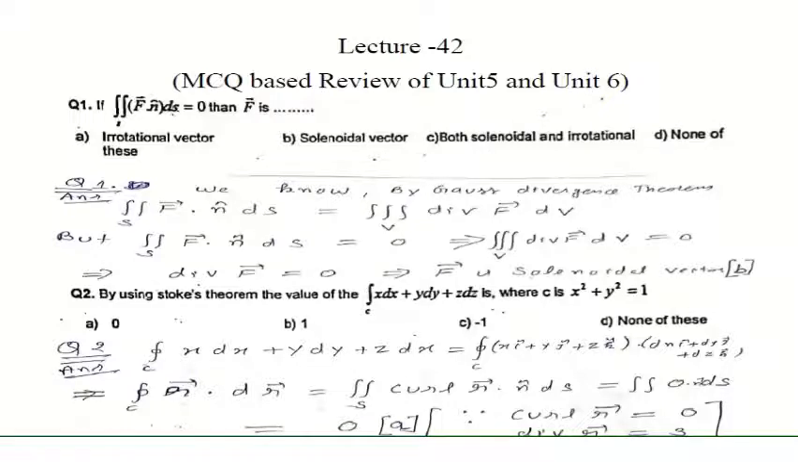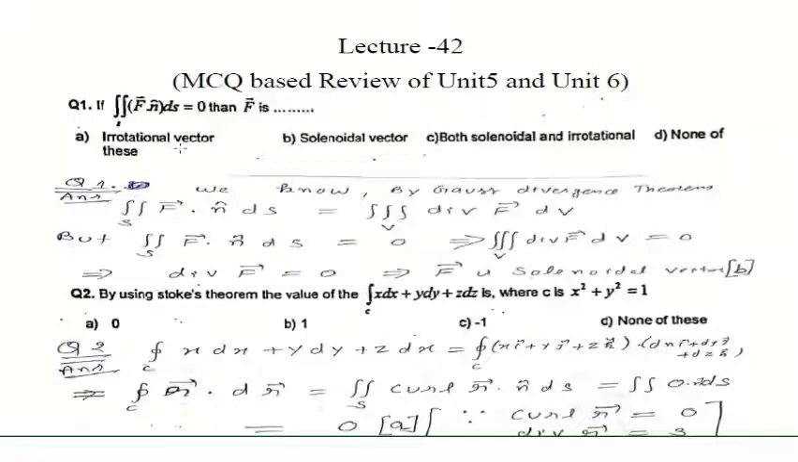Whenever you have a surface integral, we know that a surface integral has a relationship with the volume integral by using the Gauss divergence theorem. And a solenoidal vector field and an irrotational vector field can be tested with the help of divergence and curl. Solenoidal will be tested with the help of divergence. If the divergence of the field is 0, then it is solenoidal. If the curl of a field is 0, then it is irrotational.